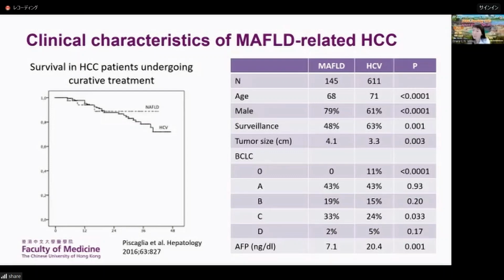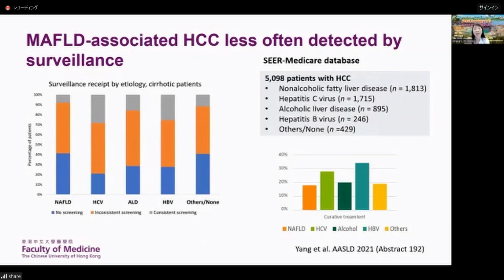And again, you can see that many of the patients have relatively normal alpha-V protein. In fact, the mean alpha-V is only 7.1 here, which is just around the normal cutoff. And again, it highlights, as I mentioned, that ultrasound has limited accuracy in visualization. So that's why methylphenidate HCC was less often detected in surveillance.